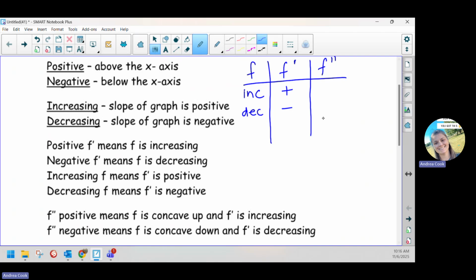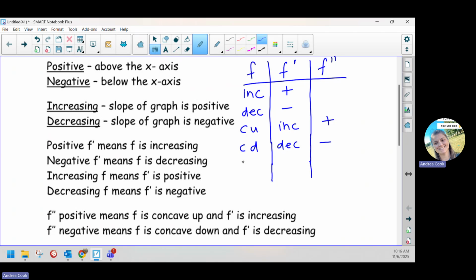F double prime positive means f is concave up. And just like with this positive, the one before it is increasing. So here, this positive, we can say that f prime is increasing. F double prime being negative means f is concave down. And this f double prime being negative means f prime is decreasing.